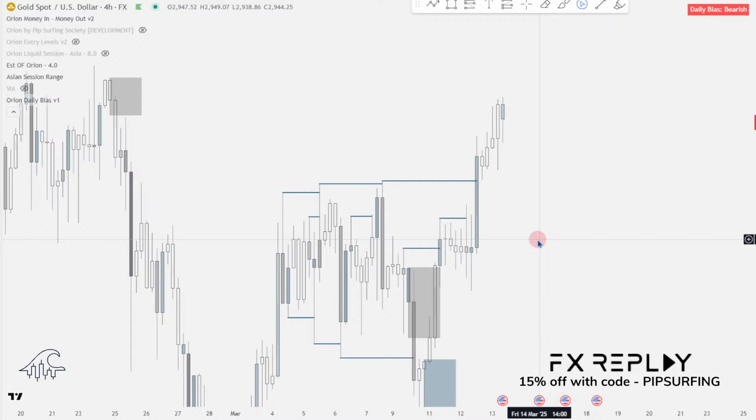Does anyone have any pairs that they're looking at currently?